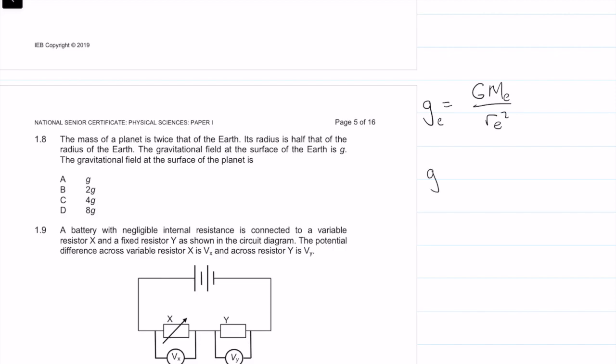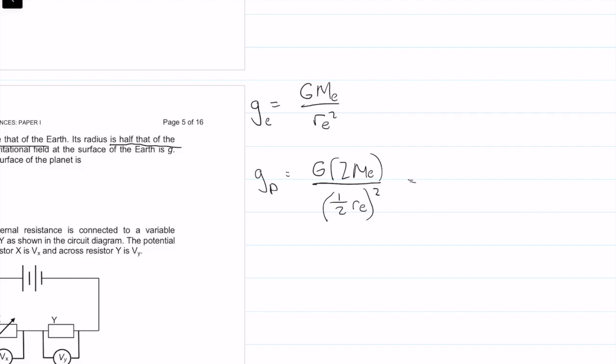The gravitational field for the other planet is going to be equal to the gravitational constant times the mass, which is twice that of Earth, so 2 times the mass of the Earth, over its radius, which is half that of the radius of the Earth. So half times the radius of the Earth, remember, that's all squared. So if we solve this, we end up with 2GMe over 1/4 the radius of the Earth squared, and this becomes 8 times G, the mass of the Earth, over the radius of the Earth squared.